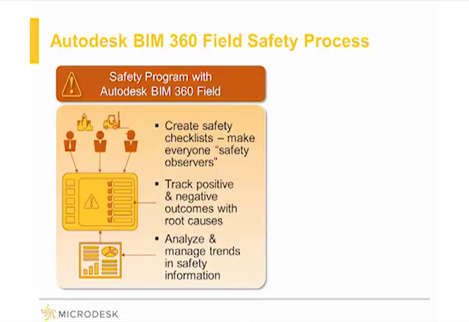Looking at the process from using BIM 360 Field, what you end up doing is you create safety checklists. This allows everybody to make observations, to find things that are wrong, but not only that, to run through and track the positives. We don't want to just look at the negative issues. We want to also track the positive ones and make sure that everything's actually being done.